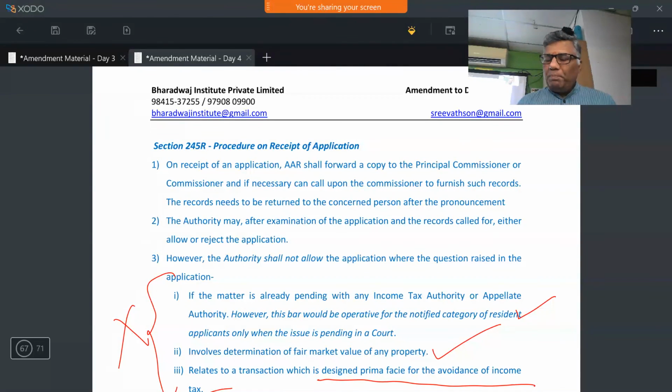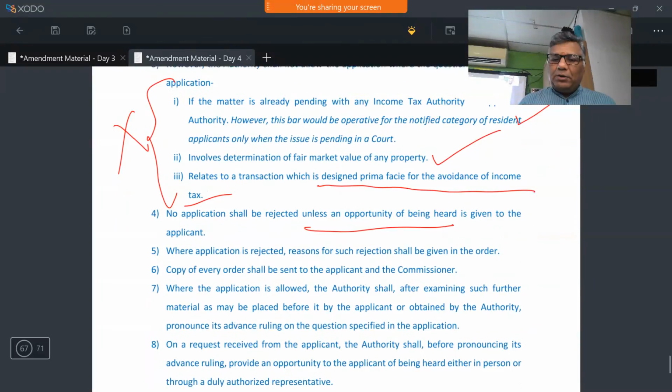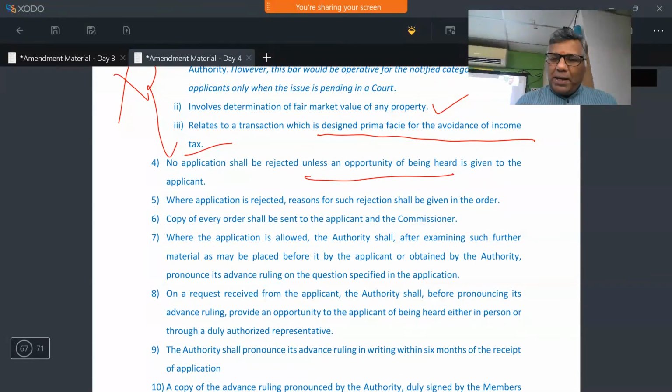The procedure of AAR has not changed. Though you find it in blue, it has not changed. On receipt of application, communicate to the principal commissioner and get his opinion. Call for records when you can reject. No rejection unless an opportunity of being heard is given. Where the application is rejected, communicate to both the authorities. Where the application is allowed, then you become the AO.